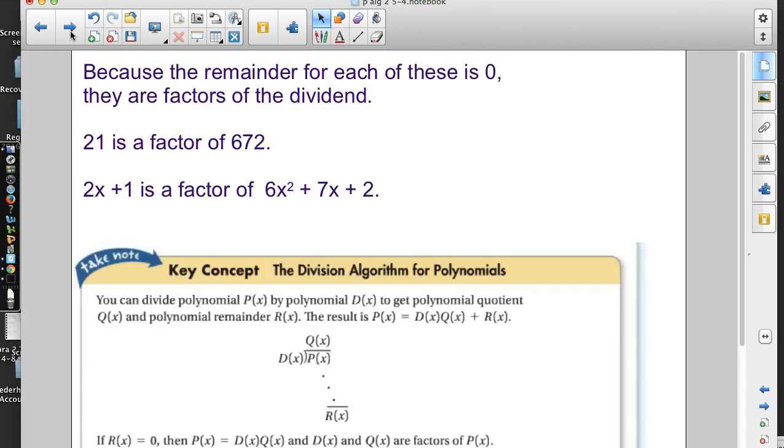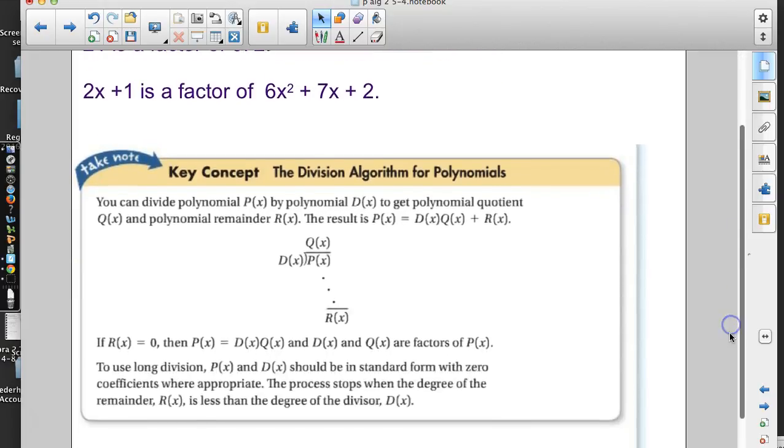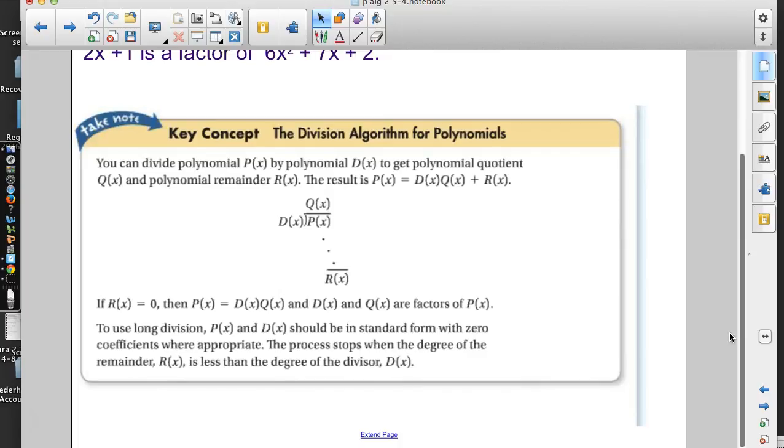So now what? Well, we need to do more. We need to get good practice at this. Because the remainder for each of those was 0, they were factors of the dividend. So 21 is a factor of 672. There's no remainder when we divided that out. 2x plus 1 is a factor of 6x squared plus 7x plus 2. Are all of them going to go in perfectly? That's not reality. We will have remainders from time to time.